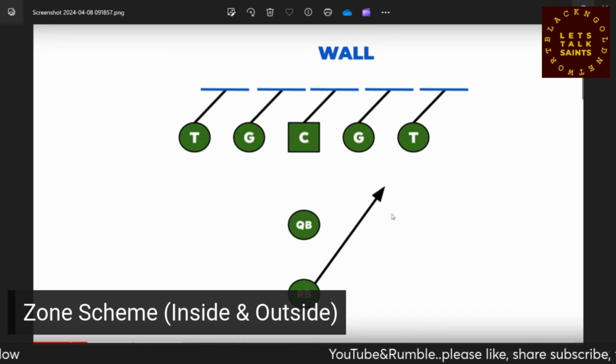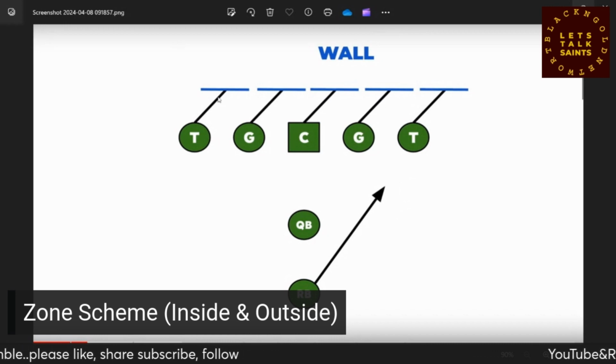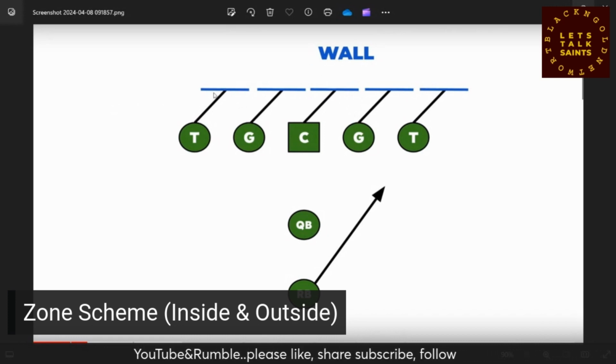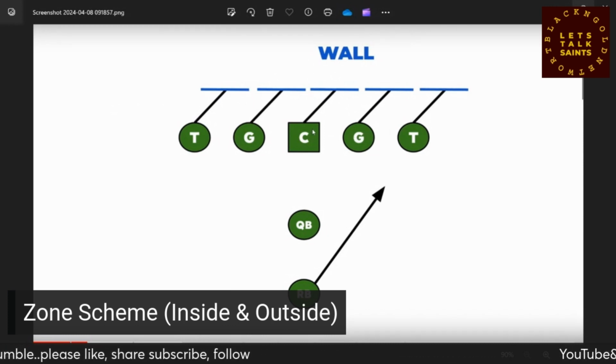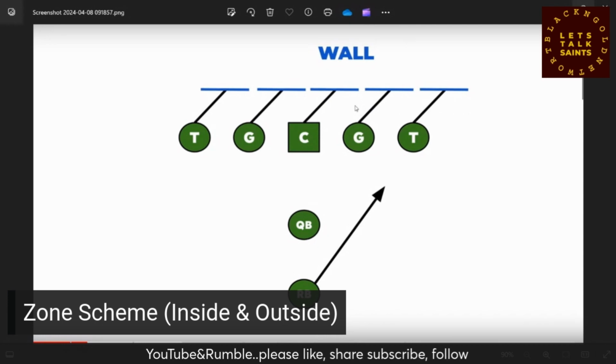So this is just a very basic diagram of the inside zone scheme. You're not even worried particularly what defenders are where or where they're lined up. Because what you're trying to do is, as it shows, just make a wall of blockers that is moving, for the inside zone scheme, more vertically up the field than necessarily horizontally or side to side.